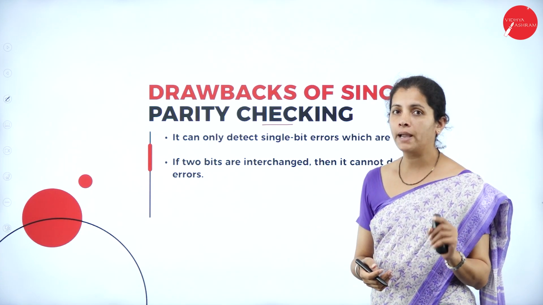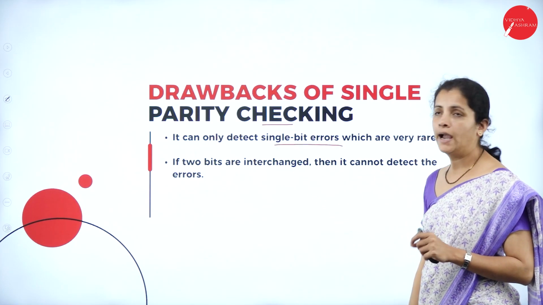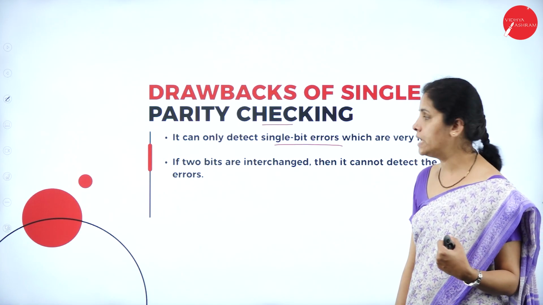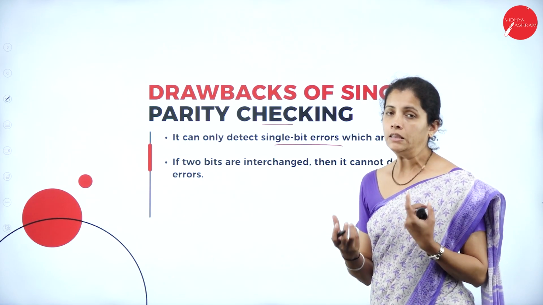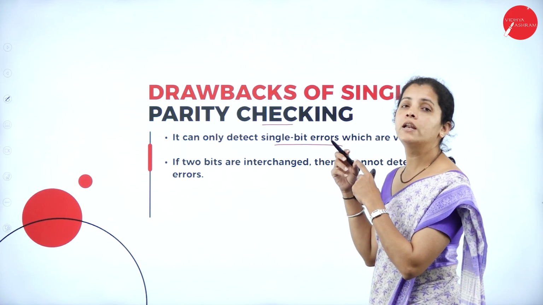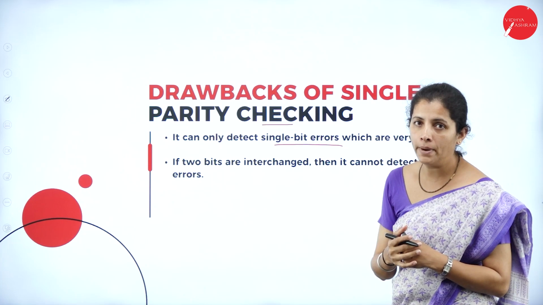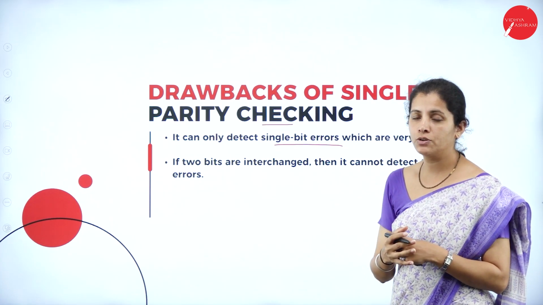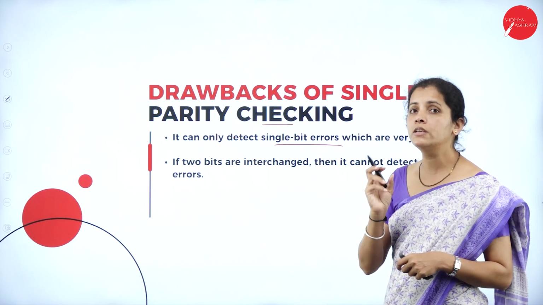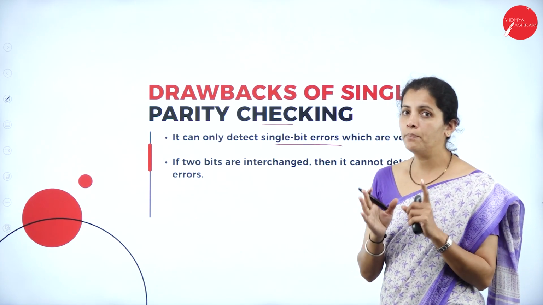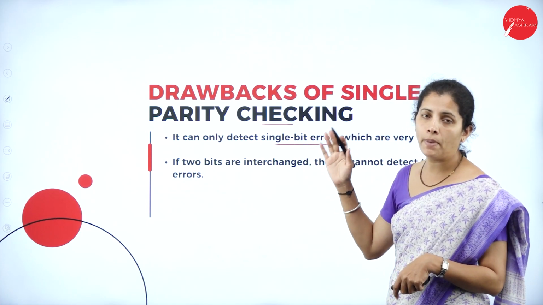By using this mechanism, I can check only a single bit error, which is going to happen very rarely. And if 2 or more bits are corrupted, then this method is not used to identify 2 or more bits which are corrupted during the transmission of data. So we can use this method only for single bit error. If I have a burst error, then I cannot use single parity check.